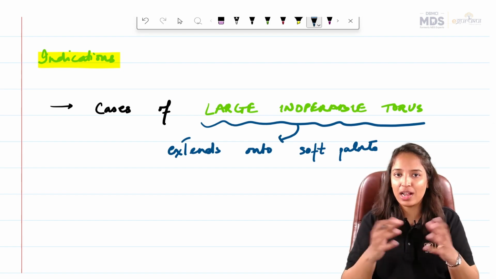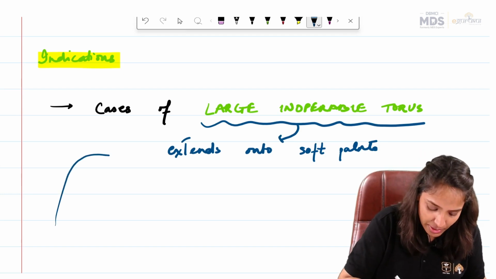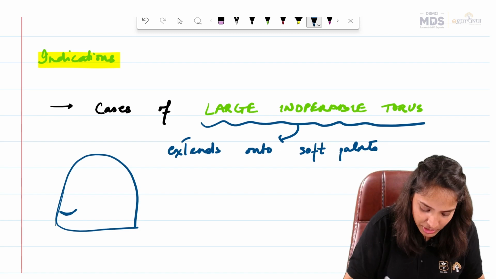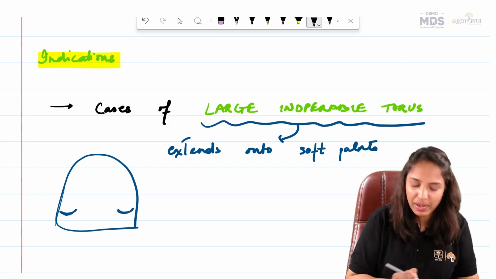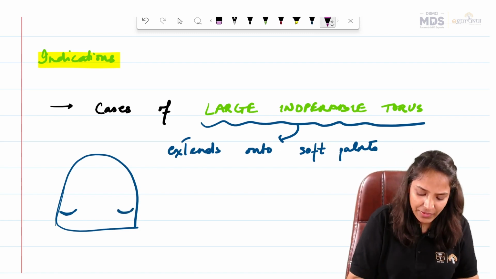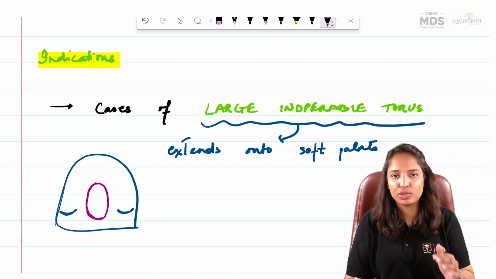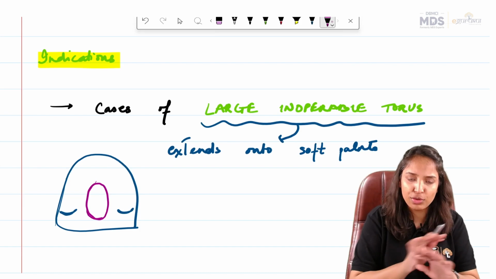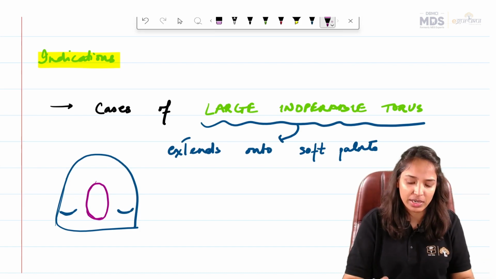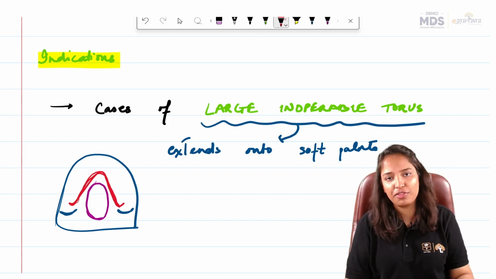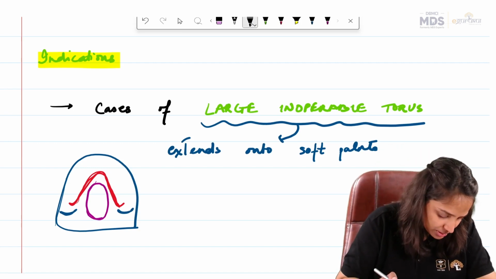Now, when you have a large torus, say you have your maxilla like this, and say this is your tuberosity and the extent where the hard palate ends. I have a torus that extends onto my soft palate like this, also slightly posteriorly. In that case, I have no provision to place my posterior major connector. So in those situations, you will go with a U-shaped connector like this. That is the chief and the only indication of your U-shaped connectors.